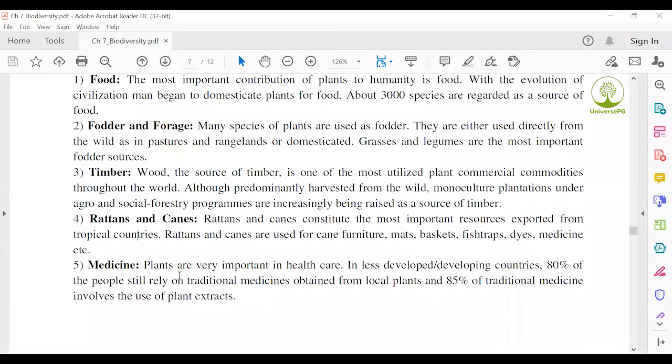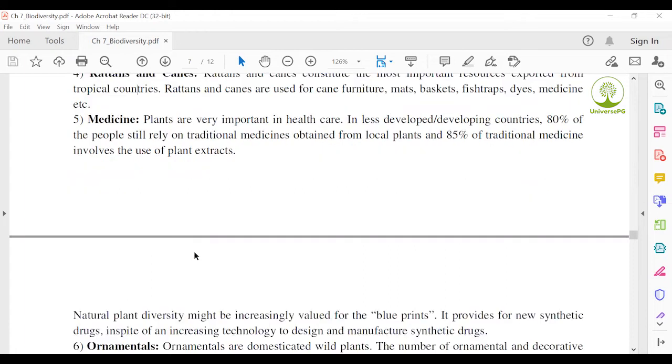After the different types of ratans and canes, from their waste we produce different types of boards, particle board, mats, baskets, and different types of dyes, colors, and different types of medicine from ratans and canes. Next, medicine.